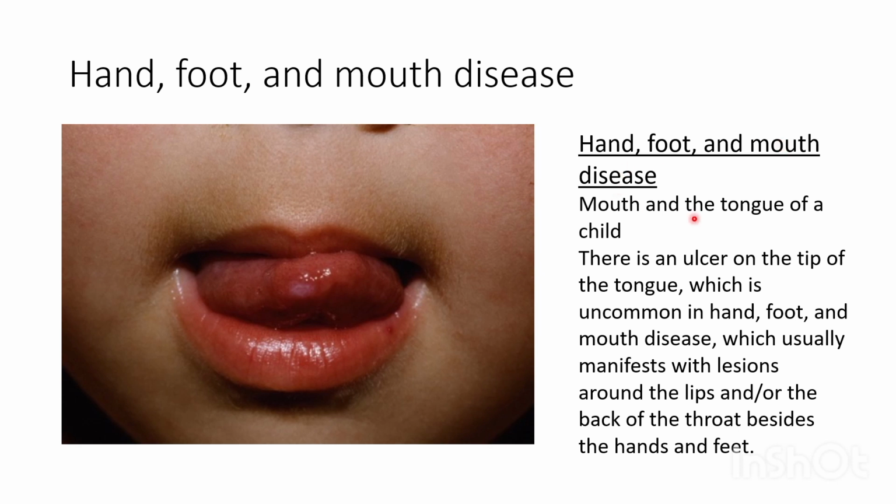Hand, foot, and mouth disease. Mouth and the tongue of a child. There is an ulcer on the tip of the tongue, which is uncommon in hand, foot, and mouth disease, which usually manifests with lesions around the lips and or the back of the throat besides the hands and feet.